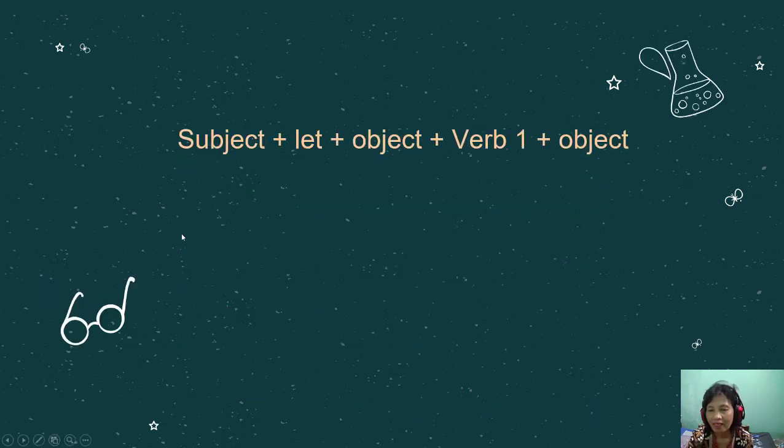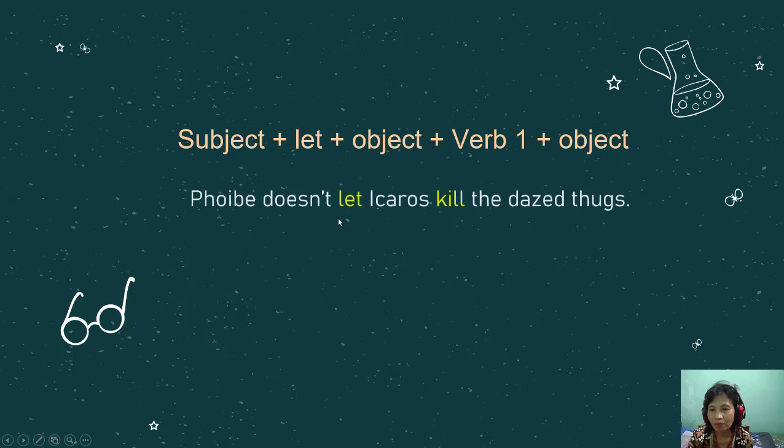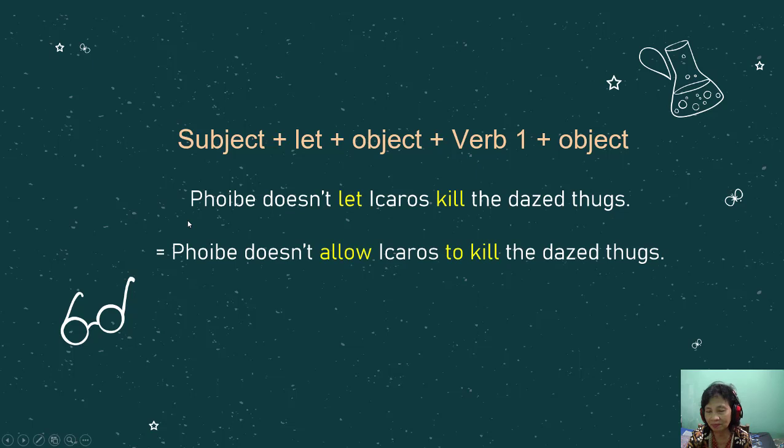Next, we have let here: let, object, and the base form. Booby doesn't let Icarus kill the dazed thugs. This is the same as Booby doesn't allow Icarus to kill the dazed thugs. Remember again that when we use another verb instead of the causative verb, you have to use to here. We can have permit Icarus to kill. So the meaning of let here is permission or allowance.